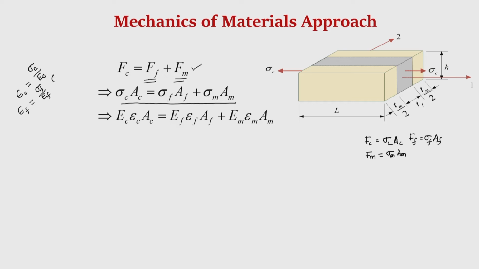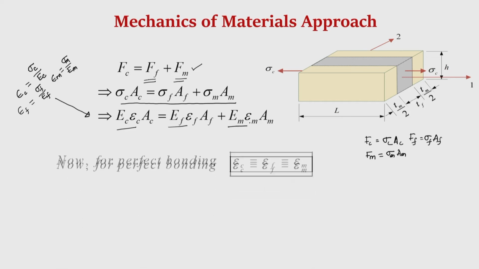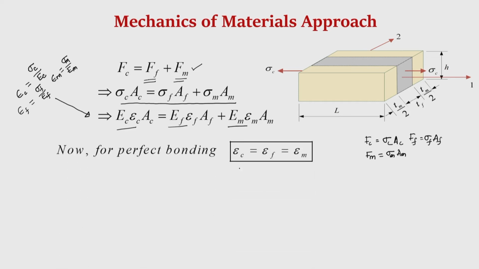Again, the matrix also follows Hooke's law. Therefore, epsilon m is equal to the stress in the matrix sigma m divided by the Young's modulus of the matrix E m. And when we put this, we can write sigma c, sigma f and sigma m in terms of strain and Young's modulus, and we get these expressions. Okay. Now, we assume here that there is perfect bonding, and therefore the strain in the fiber, strain in the matrix and strain in the composite are the same, meaning that because we have applied a load F c along direction 1, under this load the extension along 1 is the same in the matrix, fiber and composite.